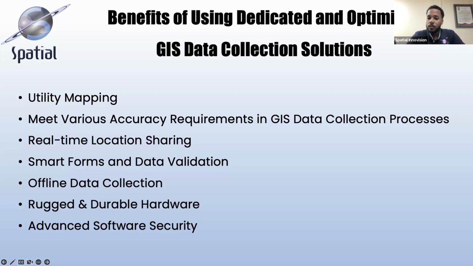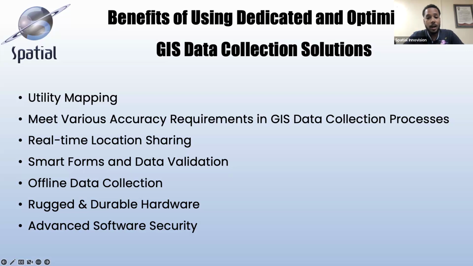Offline data collection. So as mentioned in the video, Field Maps can work in offline mode, enabling data capture in remote areas. And as soon as you get back to Wi-Fi or data connection, that data that you've captured in the field will be uploaded to your teams.